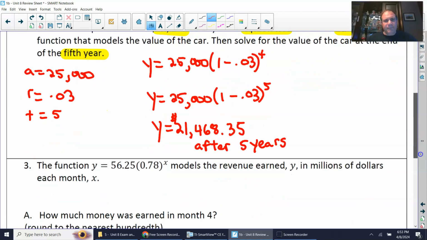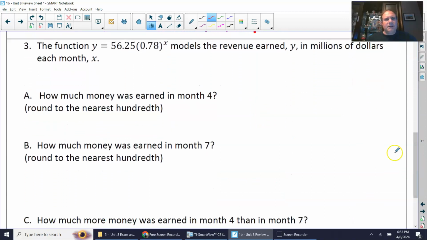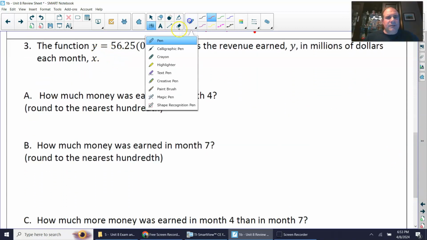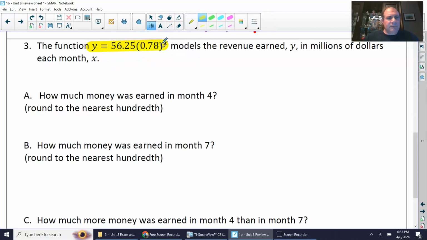And there you go. For number 3, the function, let me just highlight it. I like highlighting. There we go. The function models there, and y is millions of dollars at months x. How much money was earned in month 4? Let's round to the nearest hundredth. This is each month, so we're just going to put that into the formula.